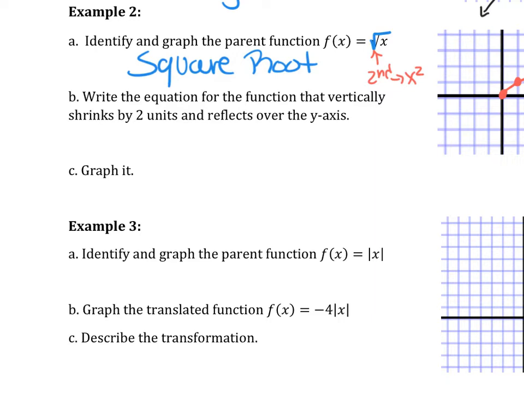So we still need to make sure that our new equation has the same parent function. So we still need that square root symbol, because our parent function was a square root, so our transformed function needs to be a square root, and then we can worry about doing all the stuff with the transformations. So if we are vertically shrinking by 2 units, since it's a vertical shrink, that means we have to multiply by a number less than 1. So if we're shrinking by 2, that means we would multiply by 1/2, because we have to have it be less than 1. And vertical stretches and shrinks are multiplication that happen on the outside.